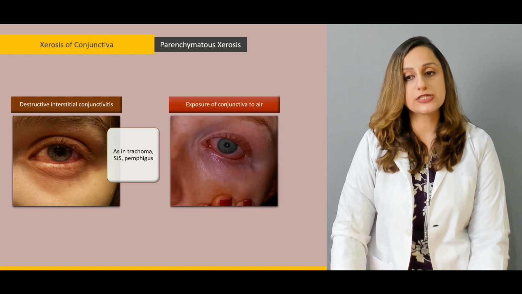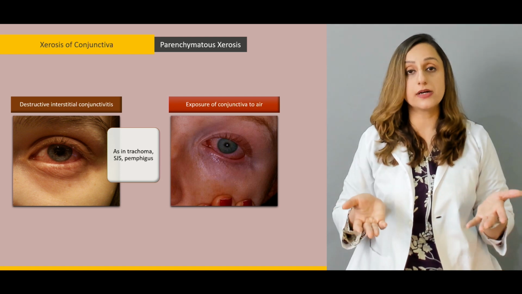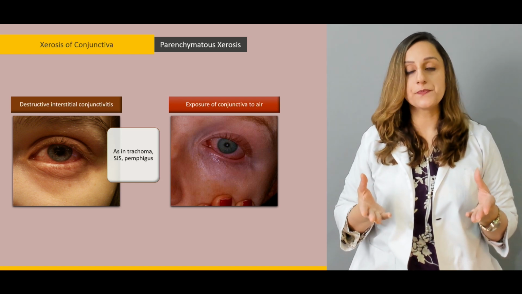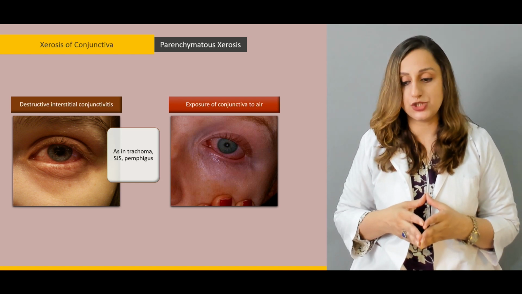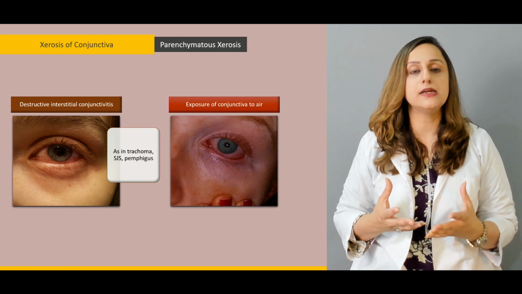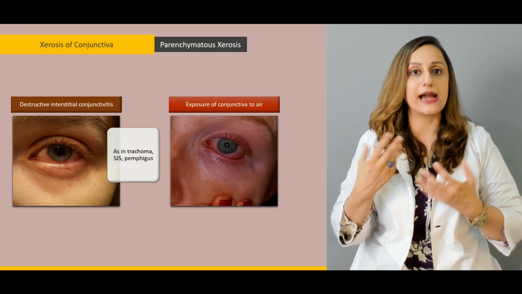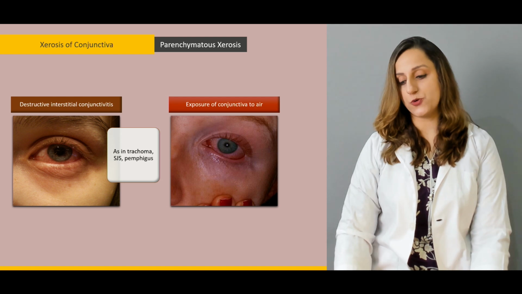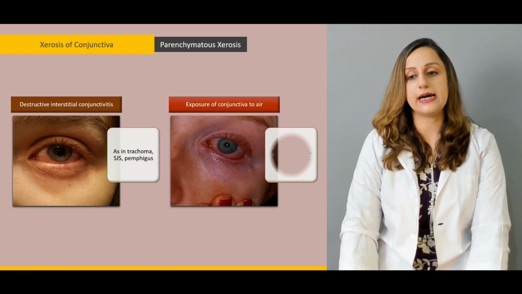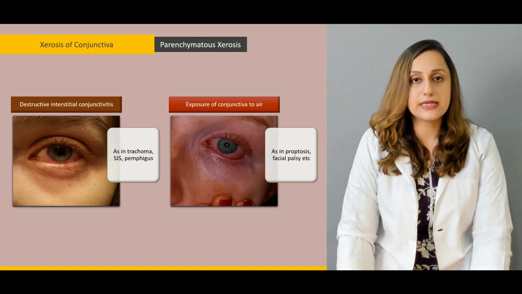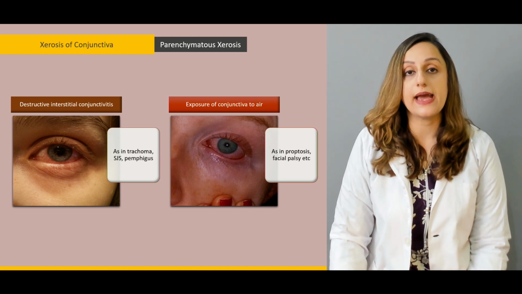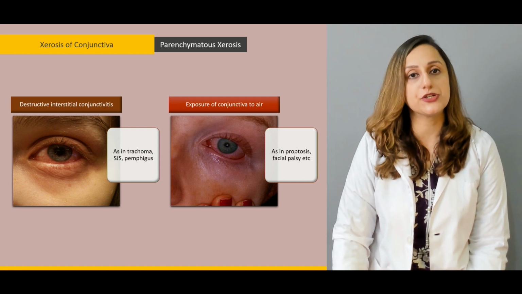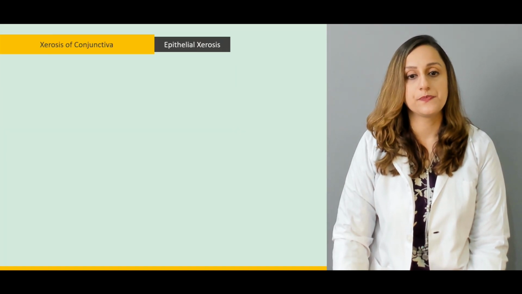The exposure of conjunctiva to the air. Now, why does this exposure occur? There are multiple causes. It can be proptosis. It can be facial palsy, ectropion that can occur in these individuals, the inability to close the eye, lagophthalmos. All of these are basically the conditions which can predispose towards the exposure of conjunctiva to the air. And these are the conditions which we have to focus on whenever we are taking the history and whenever we are investigating a particular case of xerosis in individuals.